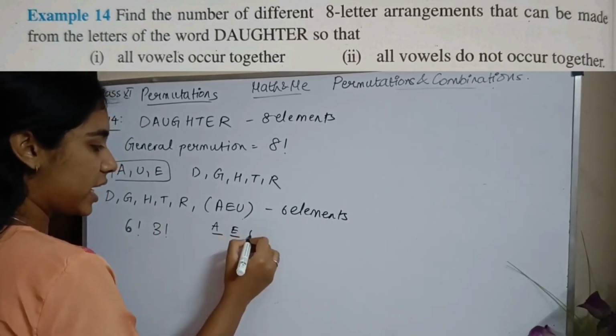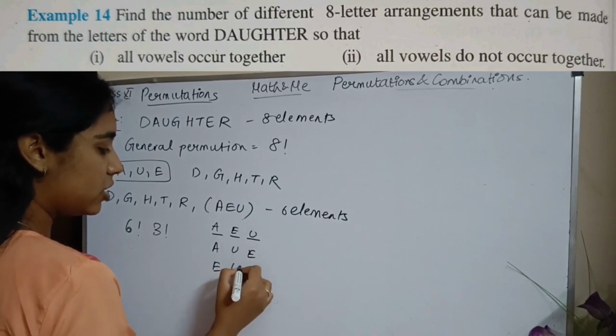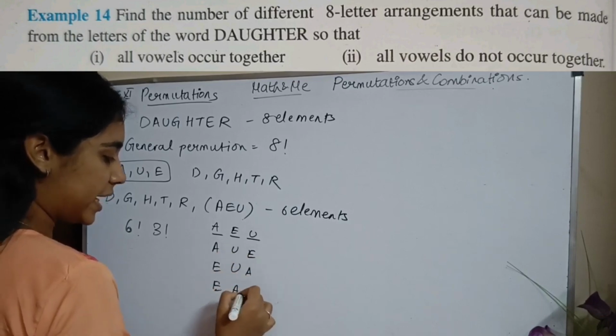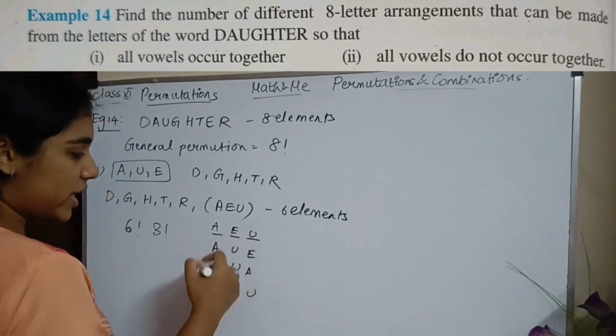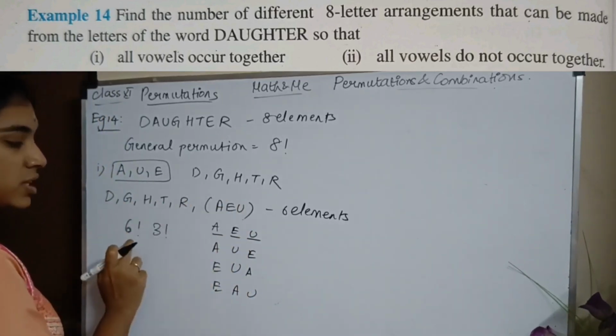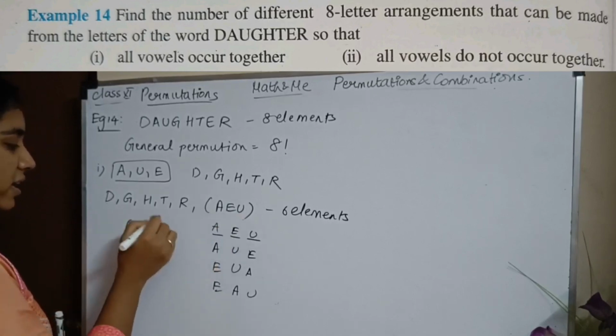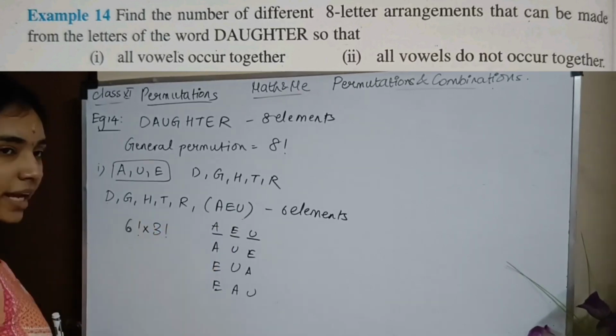So I can either have A, E, U, or I can have A, U, E, or I can have E, U, A, and so on. So I can arrange them in 3 factorial ways, and these can be arranged in 6 factorial ways. Correct? So when the vowels are placed together, I can arrange them in 6 factorial times 3 factorial.